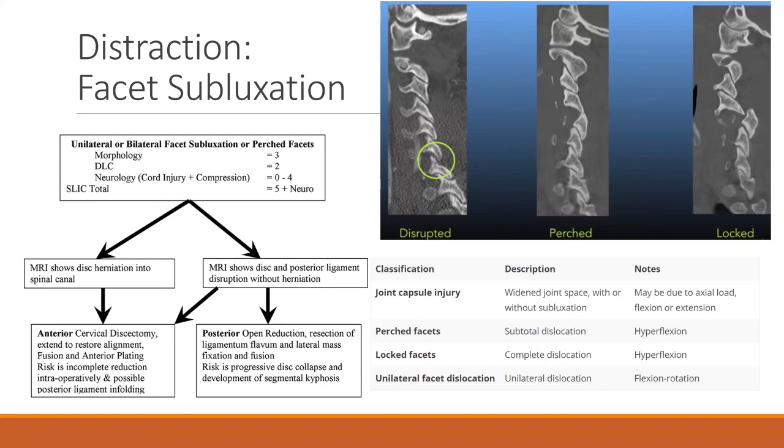However, if we are able to appreciate a facet subluxation without evidence of disc herniation, then we now have the option to consider a posterior reduction or potentially the anterior itself, given the lack of need for ventral decompression and the possibility of the patient developing segmental kyphosis or posterior ligament infolding.